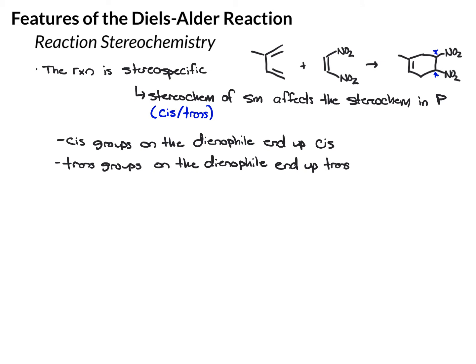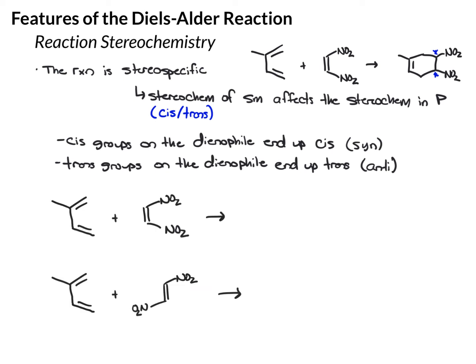Sometimes you may hear the terms syn and anti, which is also valid. So cis groups on a ring are sometimes called syn. Trans groups on a ring are sometimes called anti. So now let's look at two variations of the reaction that we started with, one where the two nitro groups are cis and one where they're both trans.